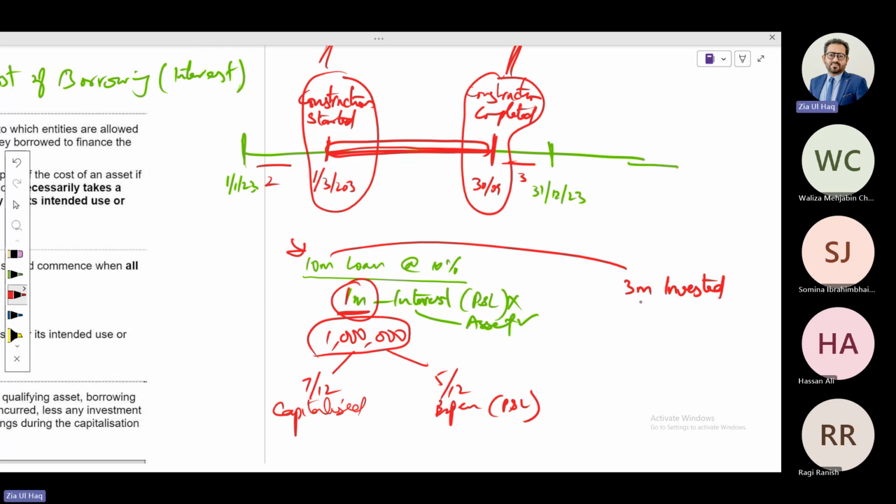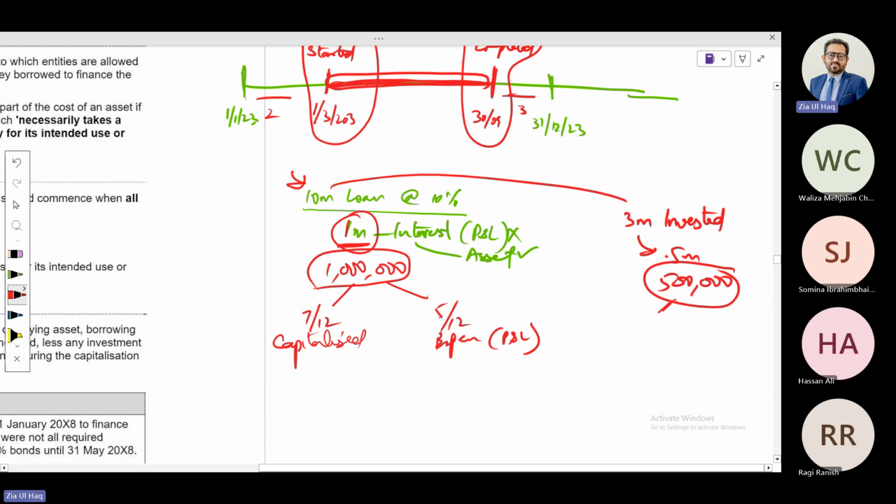This means against this 3 million, suppose we generated income of about 0.5 million. This is the income for the whole year. As we are charging some part of interest to the asset cost, this means this income is generating from that loan amount. So suppose 7 by 12 of 100,000, what is 7 by 12 of 100,000? Can you calculate, please? 583,333.